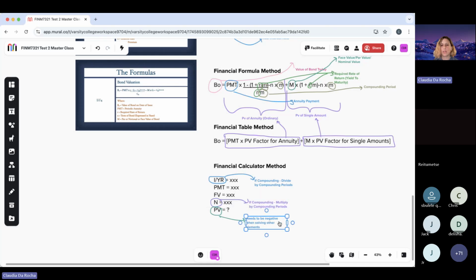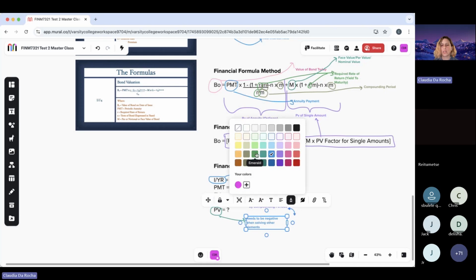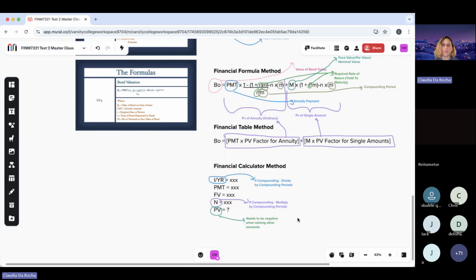Yes, I've just said needs to be negative when solving other elements. Because when you do this, whatever answer you get as PV is your PV. But when you have to punch in PV to get interest per year, it will be negative. That's a good comment. So I'll also just note that.